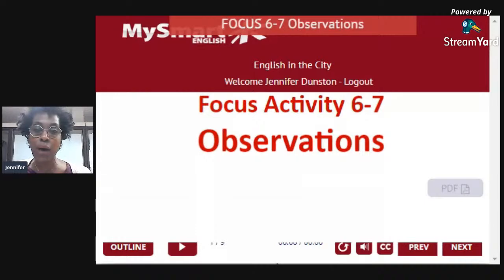Today, we're talking about observations. Now, to observe means to look at, but not just to see.